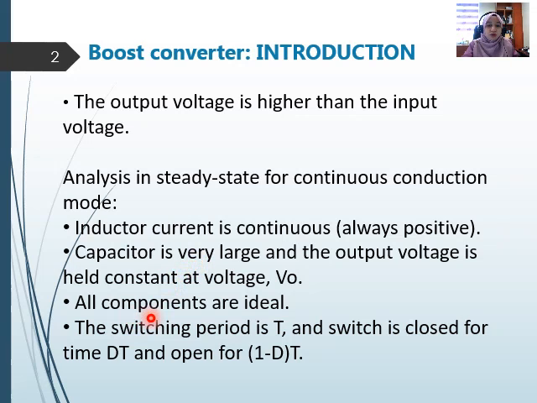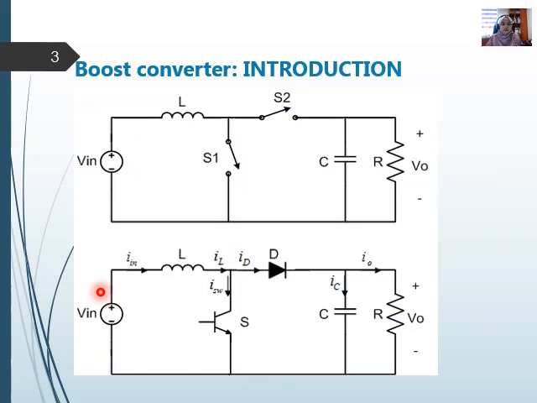And then we assume all components are ideal, which means your input power will be equal to your output power. The switching period T is the whole switching time, where the switch will be on for the period of DT and off for the period of (1 minus D) times T.